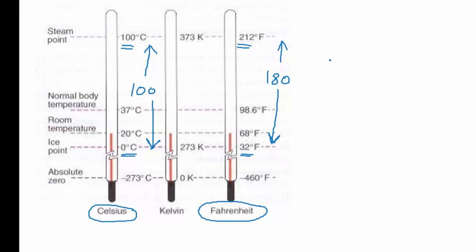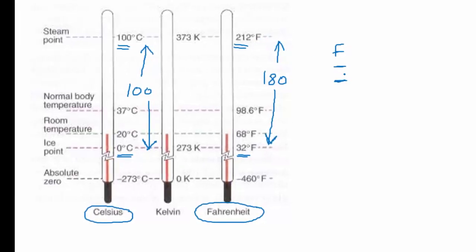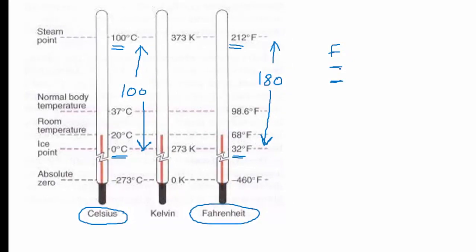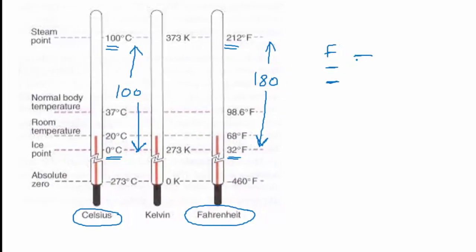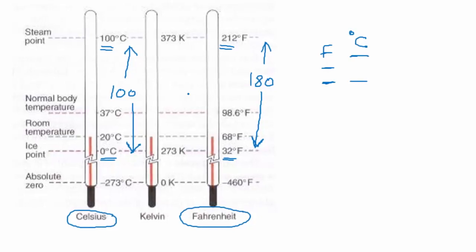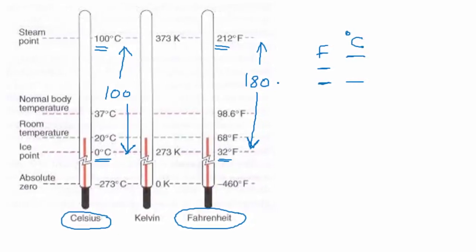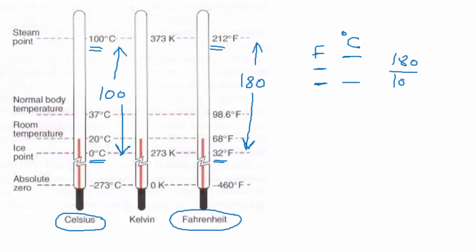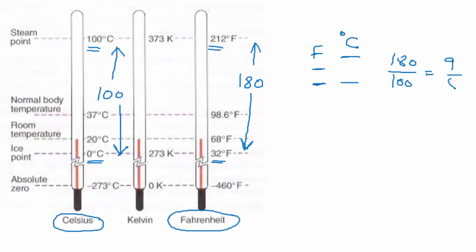Now, what does that tell you about the gap between one increment and the next in the Fahrenheit compared to the Celsius? Since we have to fit 180 increments in the same gap here for Fahrenheit, then the interval between one increment and the next should be shorter than that in the Celsius scale. And the ratio is 180 to 100, which is 9 to 5. So the ratio here is 9 to 5.